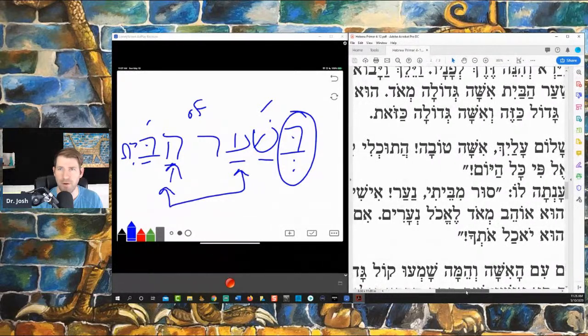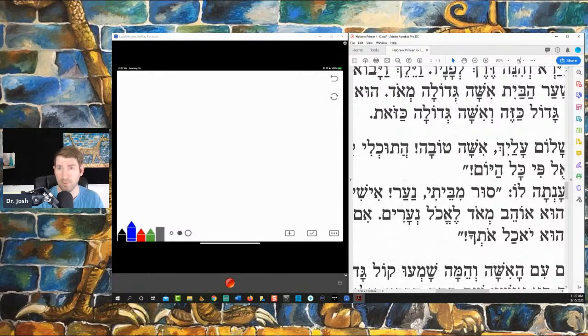Isha gdola me'od. So notice Isha, feminine singular, gdola, here's your feminine singular ending from gadol. Notice the vowel reduction here because it's in a propertonic open syllable.